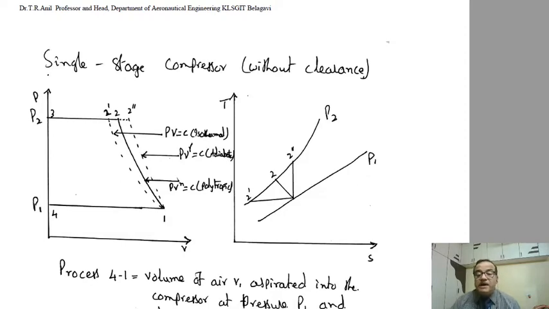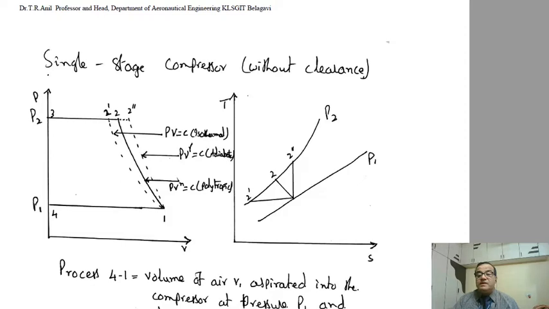Now this is the PV diagram, you can just see. So 4-1 is the suction stroke. You are compressing the air. The first part is isothermal compression, which is once again a theoretical one. The second part is polytropic, which is a practical one, and the third curve is adiabatic. 1-2 dash is isothermal. 1-2 is polytropic, which is practically right, and 1-2 double dash is adiabatic process.